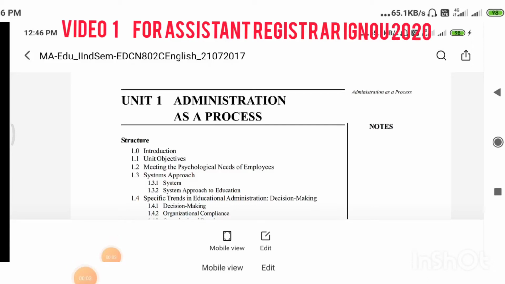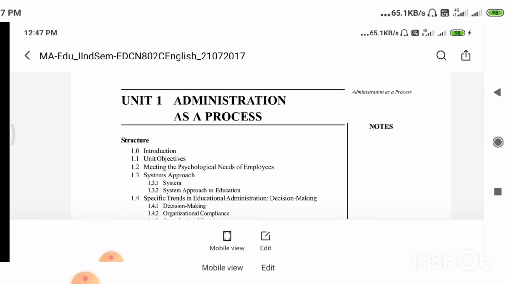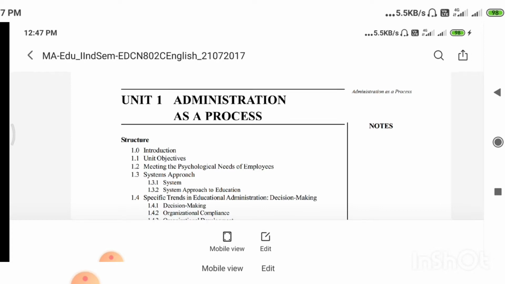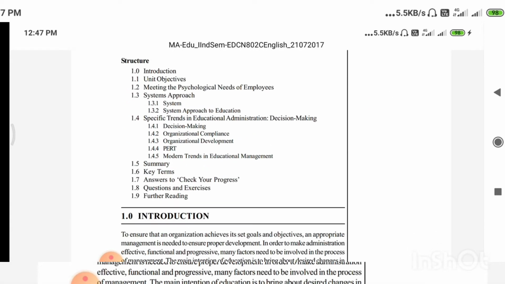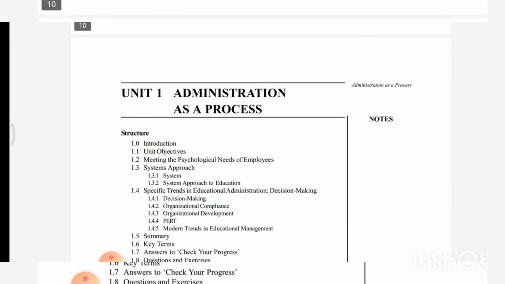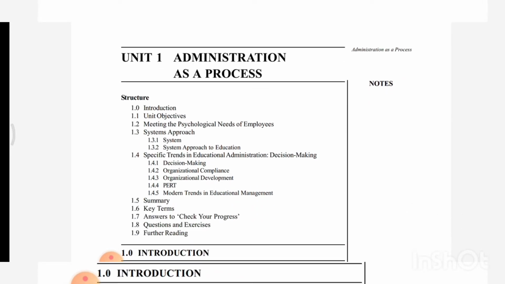As we all are preparing for the Assistant Registrar IGNOU position, many students are looking for some sort of help, which they are not getting. So here it's just a small initiative from my side to help you guys in this process of learning, especially the course about the administration and management of the education system.